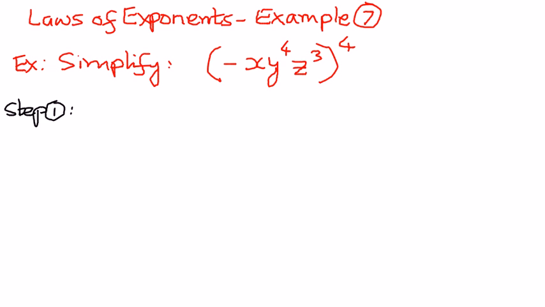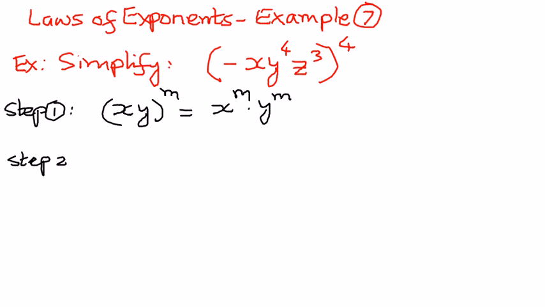So the law of exponents we want to recall is this: if we have two terms, x times y, and this is raised to the power of m, every one of the terms inside the parentheses will be raised to the same power. So we can write this as x to the power of m times y to the power of m, and that is one of the laws of exponents. We will apply that concept to this particular example.